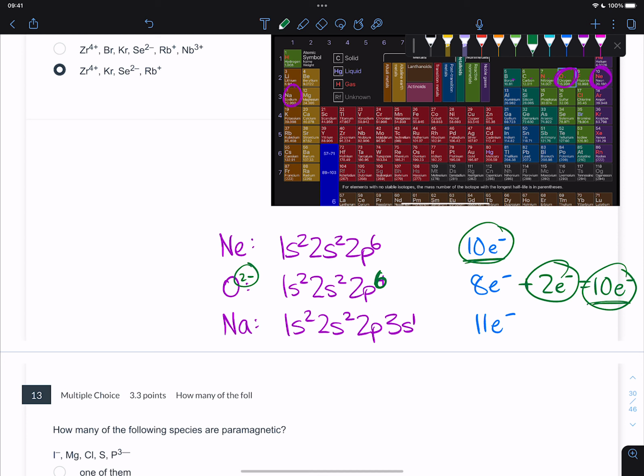Sodium normally has 11 electrons, but if the sodium loses, let's change it to red, if sodium loses an electron, it'll be the Na plus ion, which means that this thing goes away. But if you were to just do it counting-wise, you're subtracting 1 electron, and that's going to give you 11 minus 1 is 10 electrons. So far we see that these are all isoelectronic simply by counting.